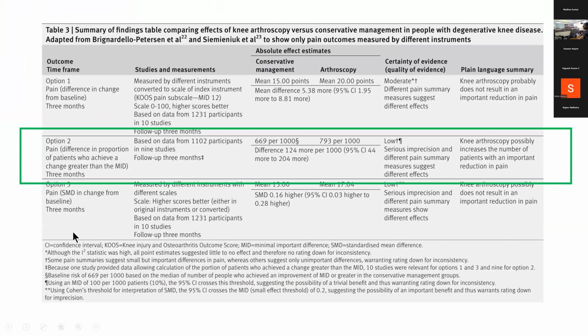So the same data is presented as the second option. That is, in the conservative management, they had 669 per 1,000 patients reaching the MID. In the arthroscopy, there were 793 per 1,000 patients reaching the MID. So the difference was around 124. But here, the quality of evidence was low in this systematic review.